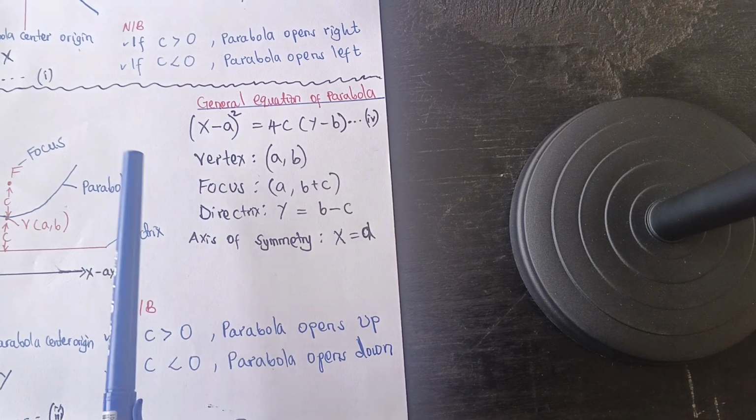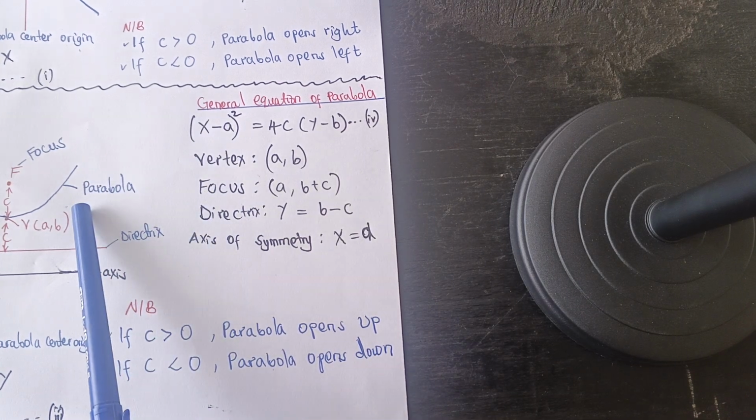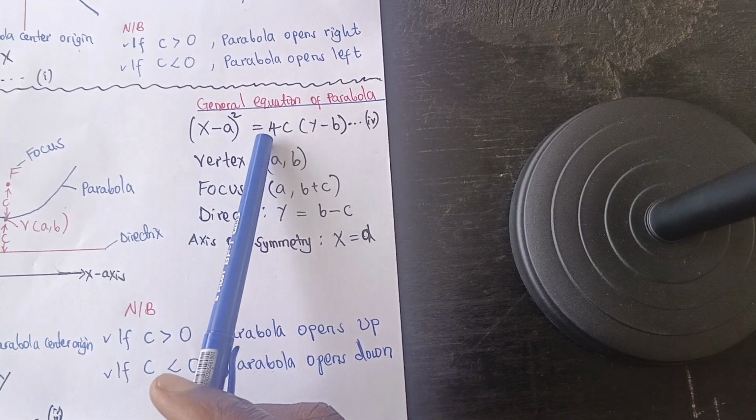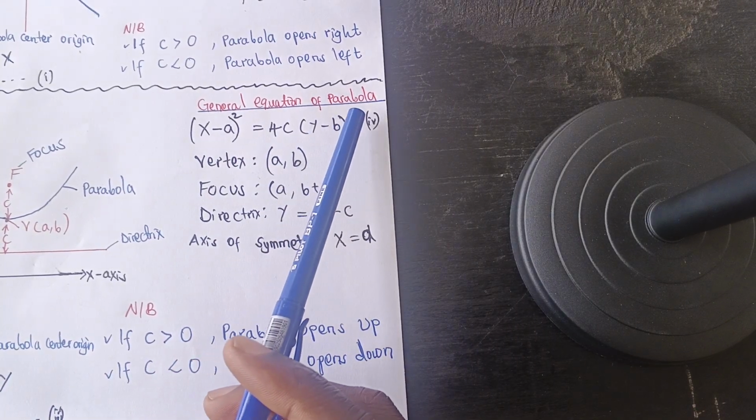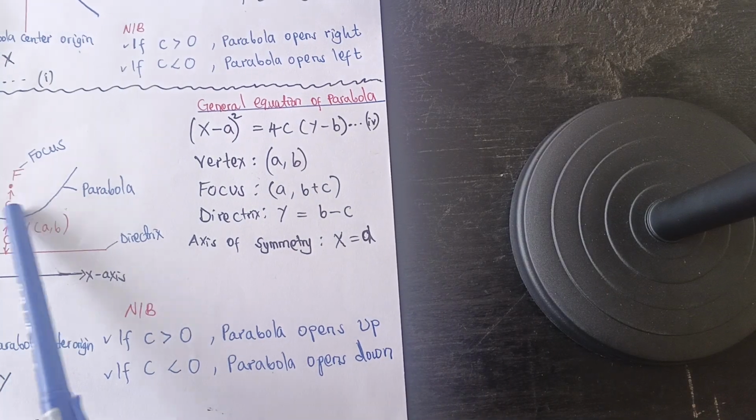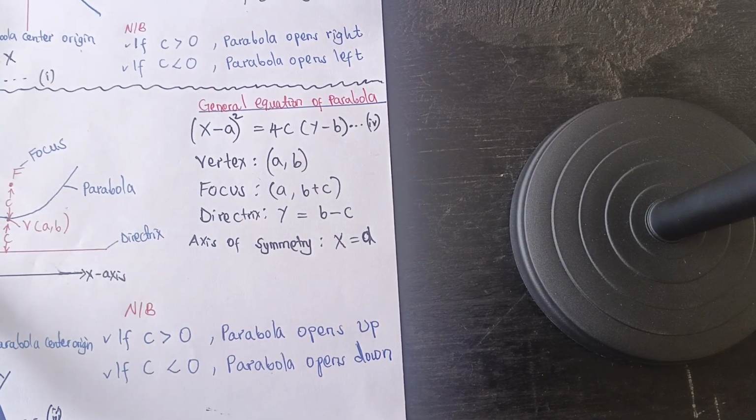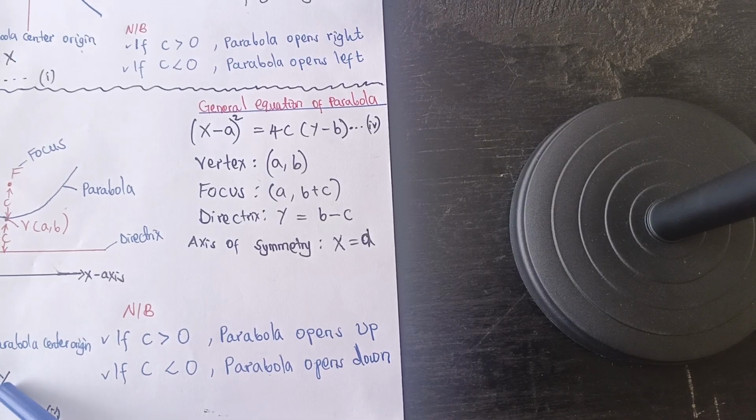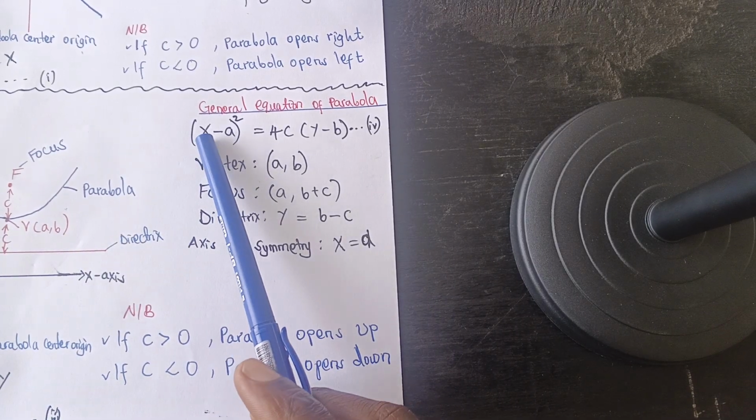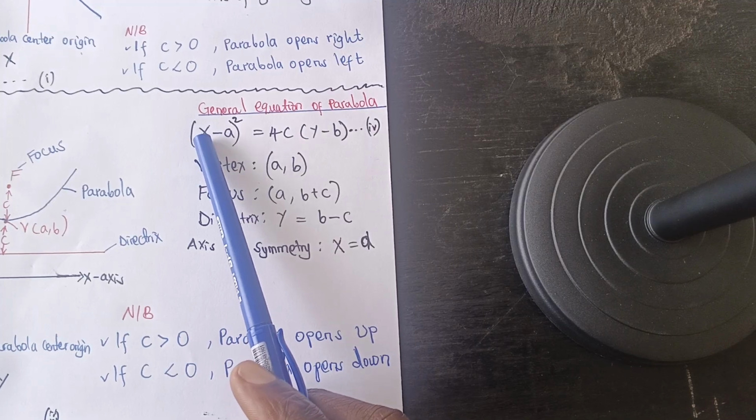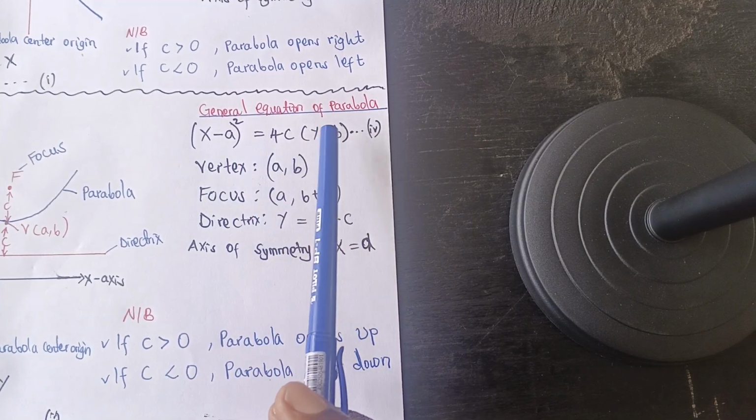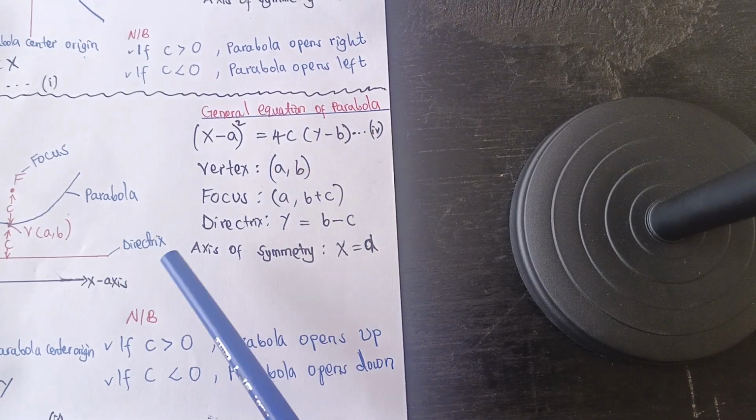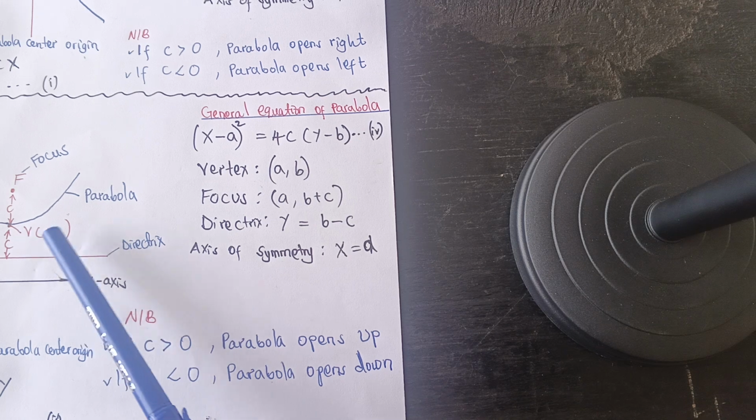The standard equation of the parabola, in this equation, will be x minus a squared, which is equal to 4c y minus b, because this equation is not from the origin. If it were from the origin, we could use x squared is equal to 4cy. Because it moved from the origin, the standard general equation of the parabola will be x minus a squared is equal to 4c into bracket y minus b. The vertex will be A, B.